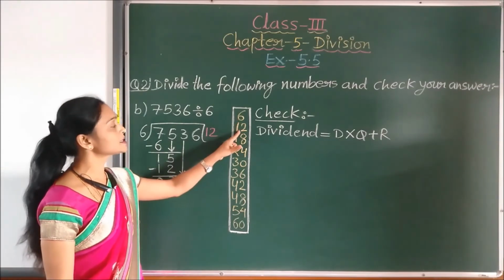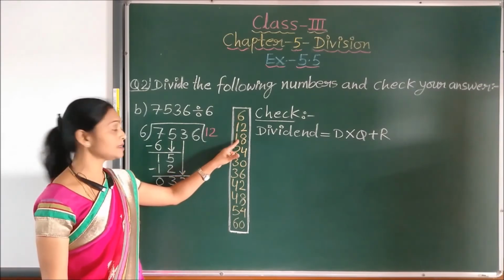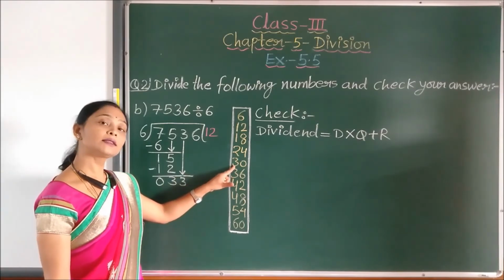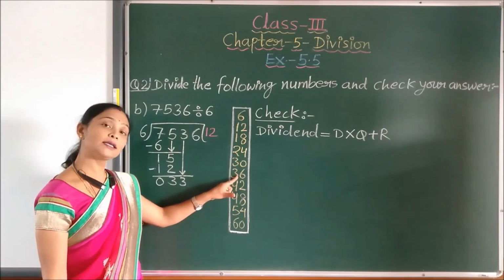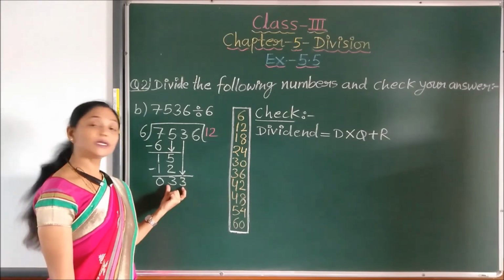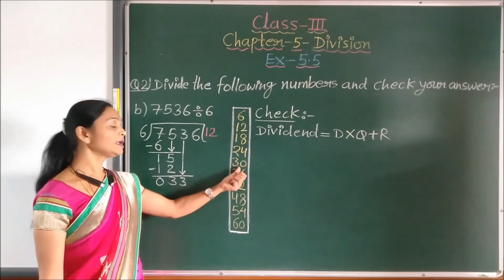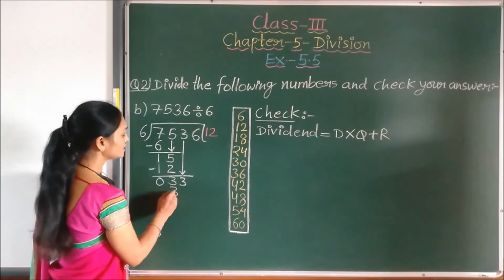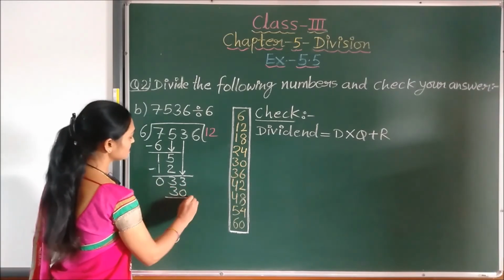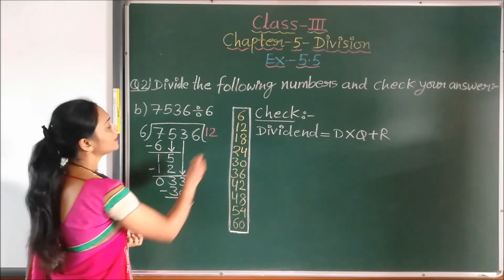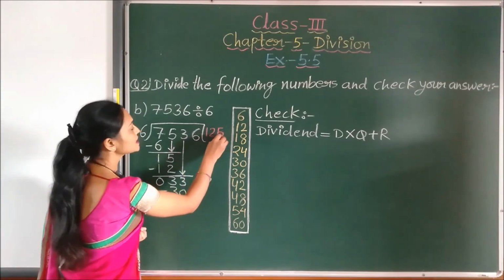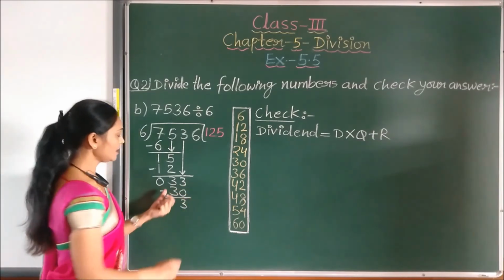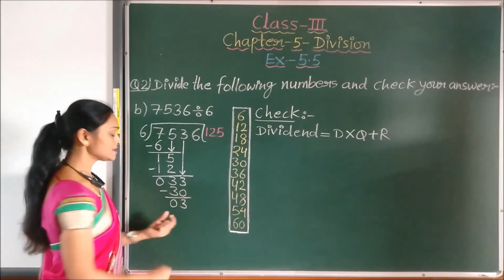6 ones are 6, 6 twos are 12, 6 threes are 18, 6 fours are 24, 6 fives are 30 and 6 sixes are 36. 36 is more than 33. It means we may read up till 30, only 5 times. So we will write here 30 and subtract, and here we write 5, 6 fives are 30. Now this is 3 and this is 3, 3 minus 3 is 0.